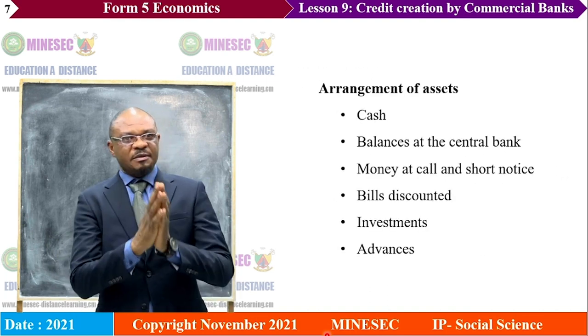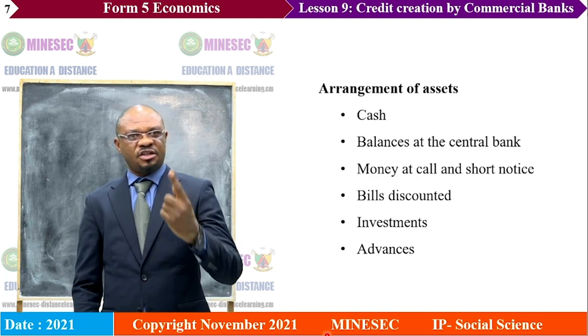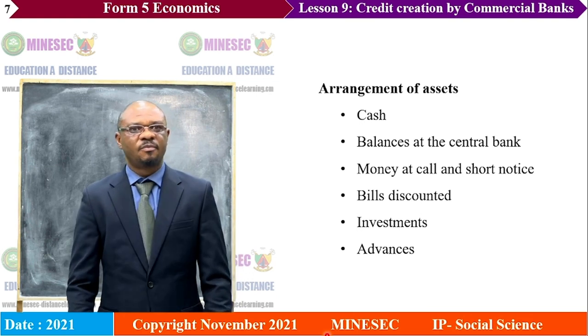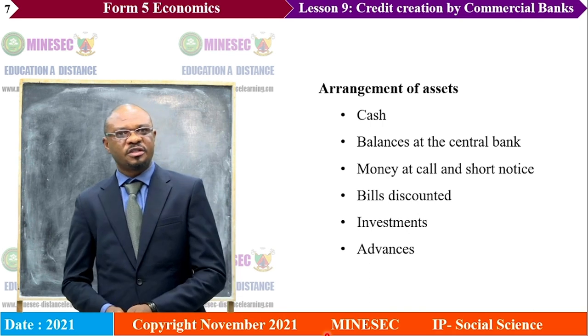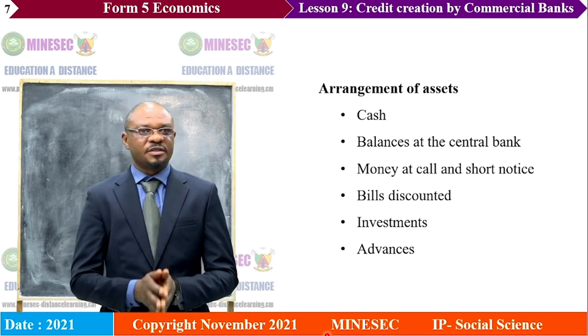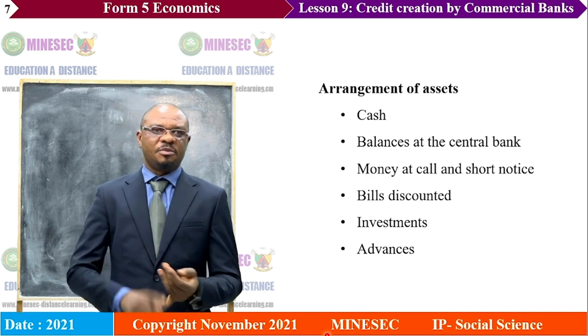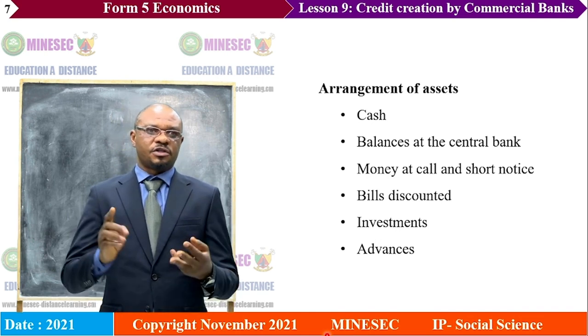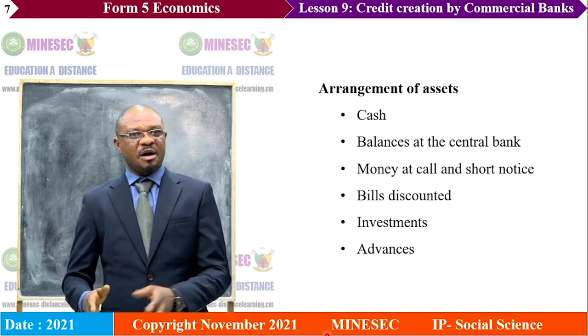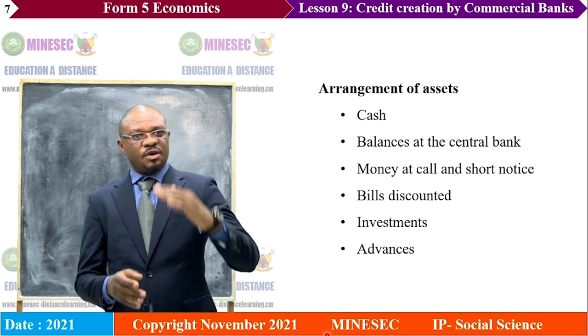So look at the arrangement of the assets. Again, we have cash and balances at the central bank. We have money at call and short notice, which are essentially loans to discount houses. And then we have bills that are discounted, commercial bills like bills of exchange. We have treasury bills. We have certificates of deposit. Those are bills that the bank will discount. And then these are liquid assets.